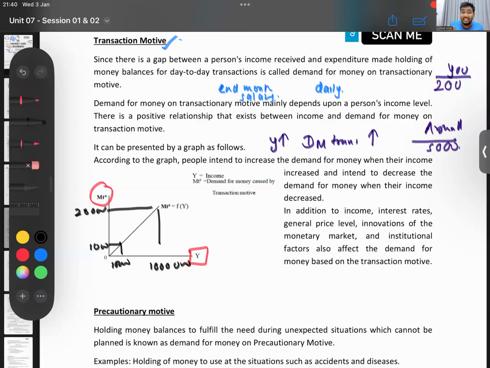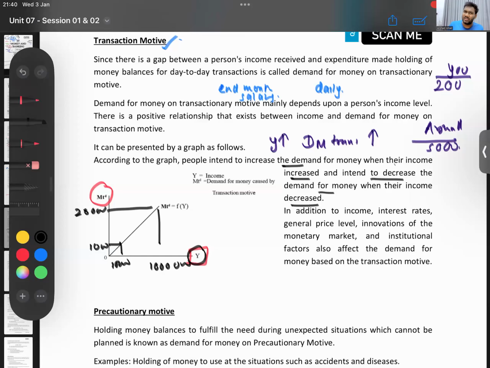Depends on your income. So according to the graph here, people tend to increase the demand for money when their income increases, and they tend to decrease the demand for money when their income decreases. Now, demand for money under the transaction motive, does it only depend on your income?